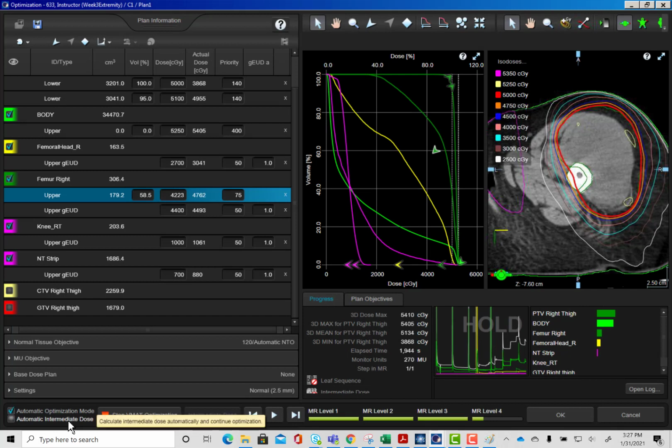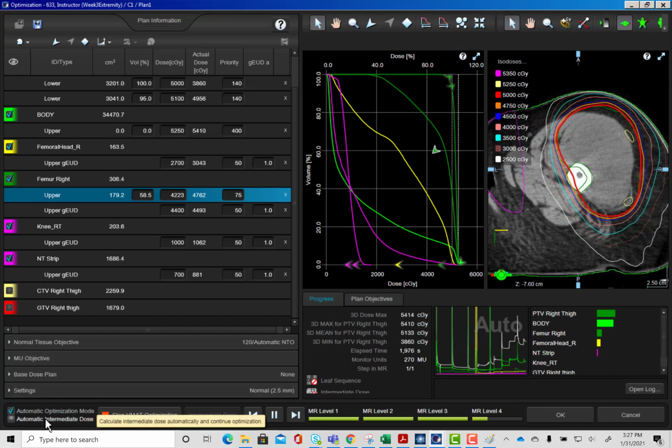If you're dealing with parts of the body that have very high inhomogeneities, like lung or any air pockets or a lot of bone or just anything like that, intermediate dose is definitely going to help you. But since Eclipse usually calculates so fast, I always use intermediate dose. But again, for this video, to make it go faster, I'm going to turn it off. It's not the end of the world. If you don't use it, our plan will still calculate. It'll still look pretty well.